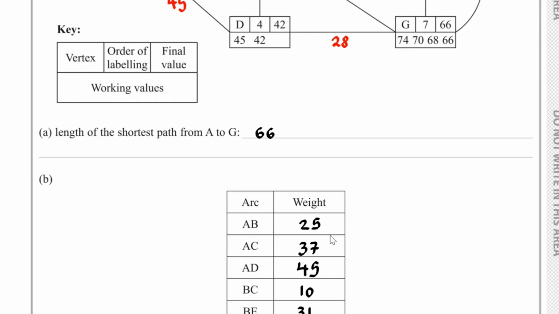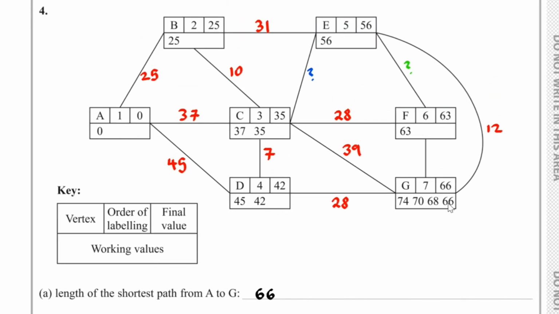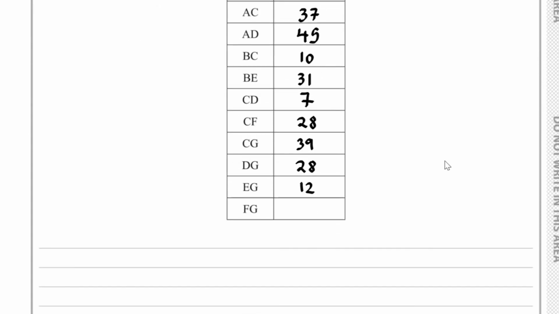And then FG, so I'm at F, I want to get to G. Well, I improve the 68 to get 66. I'm at 63 already. To get to 66, I need 3. So 3 goes here.